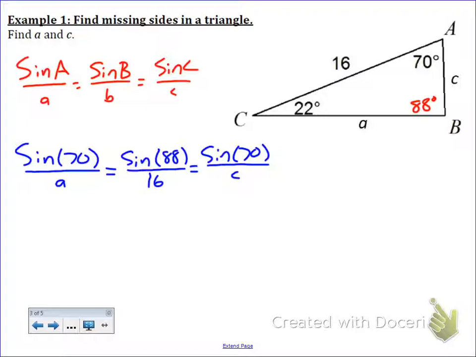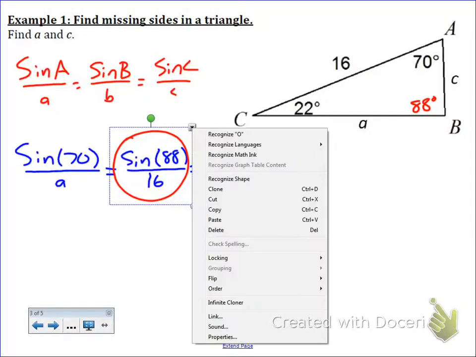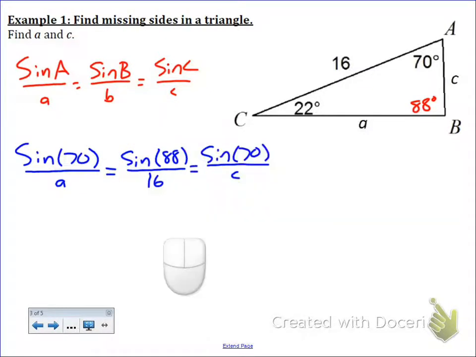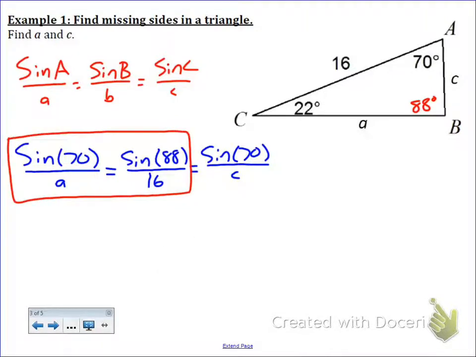So now my proportion starts to take place. And I want to solve for both A and C. In order to do this, I'm going to use my middle proportion here. And that's going to be what I'm going to use to figure out what side length A and what side length C is. So first, we'll take the first two ratios that I have and set them equal to each other.